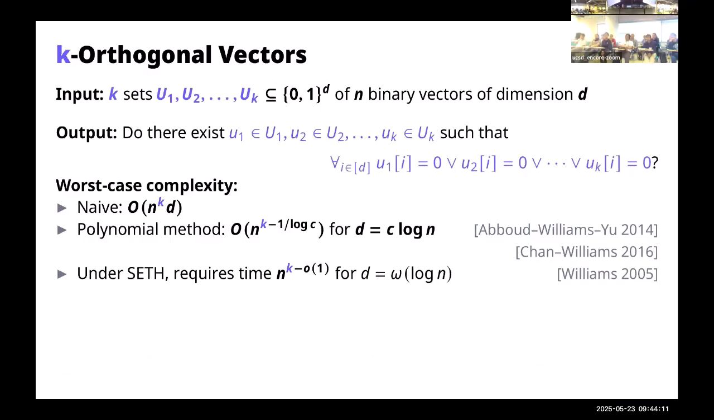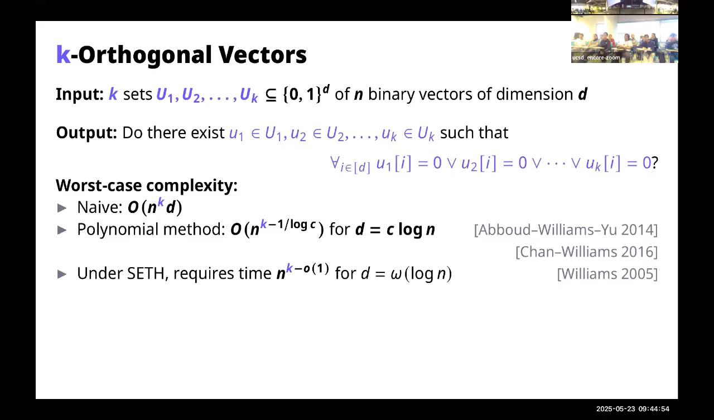So just to make sure we understand where we are. In the KOV, I give you k sets of vectors, and I want to find a k-tuple such that for every coordinate, at least one vector has 0 at this coordinate. So all ones is a forbidden thing. And in terms of worst case complexity, basically all the twos change to k. So we can solve it in n to the k time. We can shave a little bit if the dimension is logarithmic, and under SETH, n to the k is needed for even slightly super logarithmic.